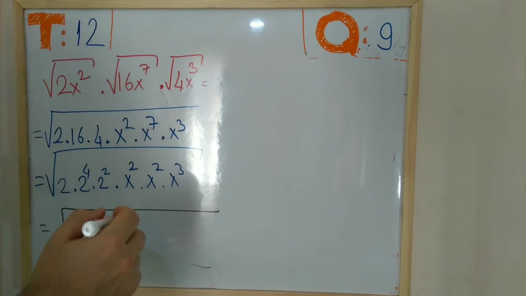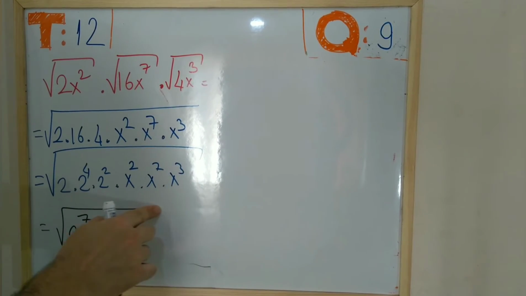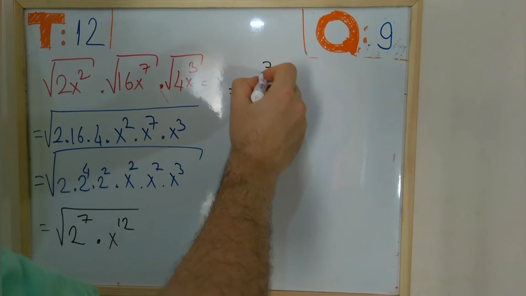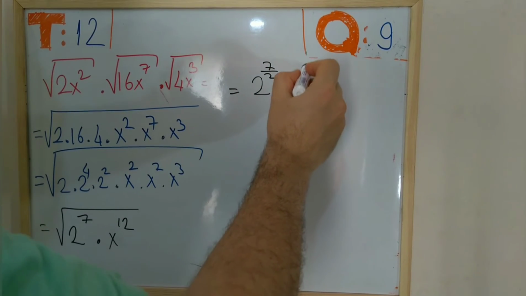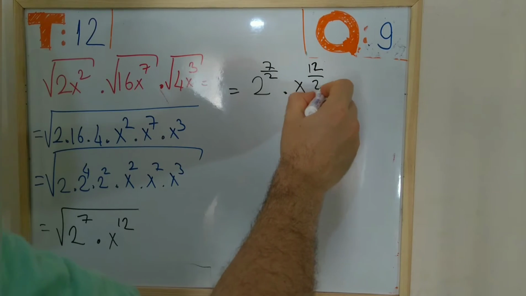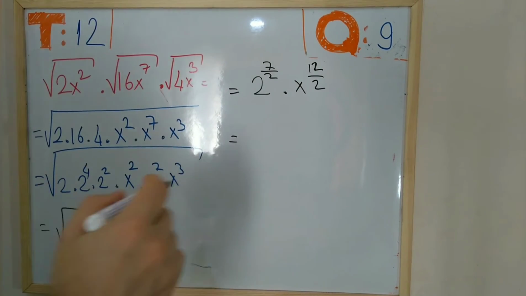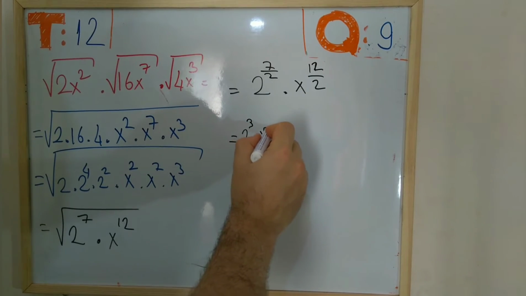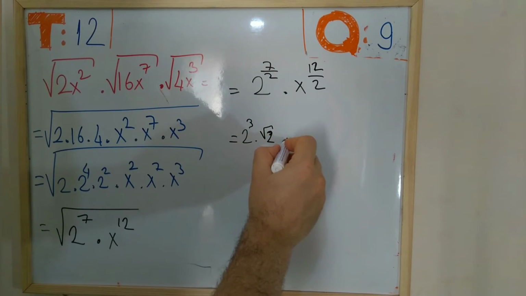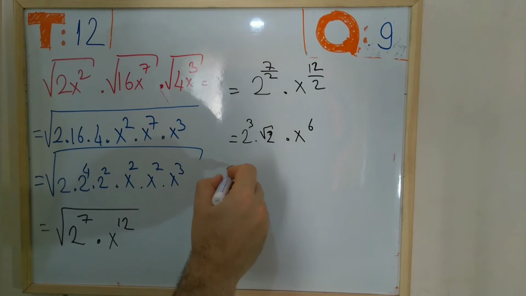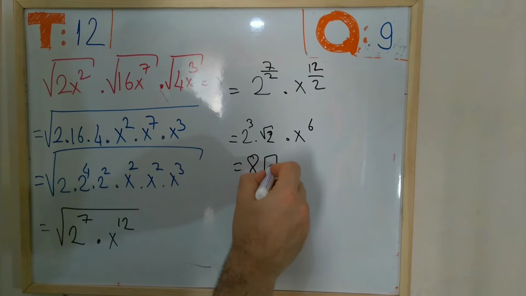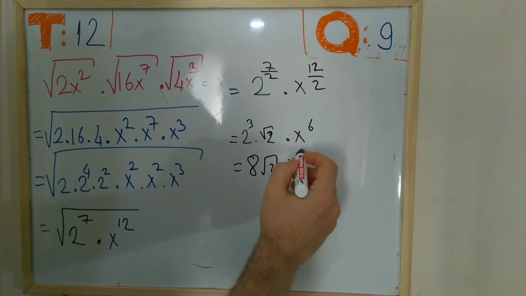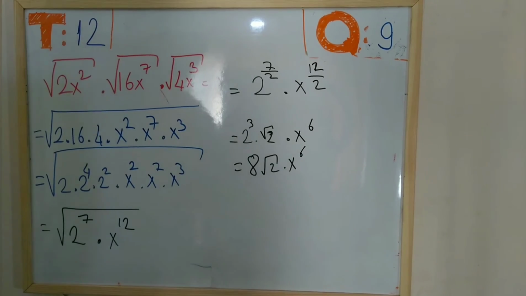So now let's get rid of this root. It is equal to 2 to the 7 over 2 times x to the 12 over 2, which is going to be equal to 2 to the 3 times square root of 2 times x to the 6. So it's going to be equal to 8 root of 2 times x to the power of 6.